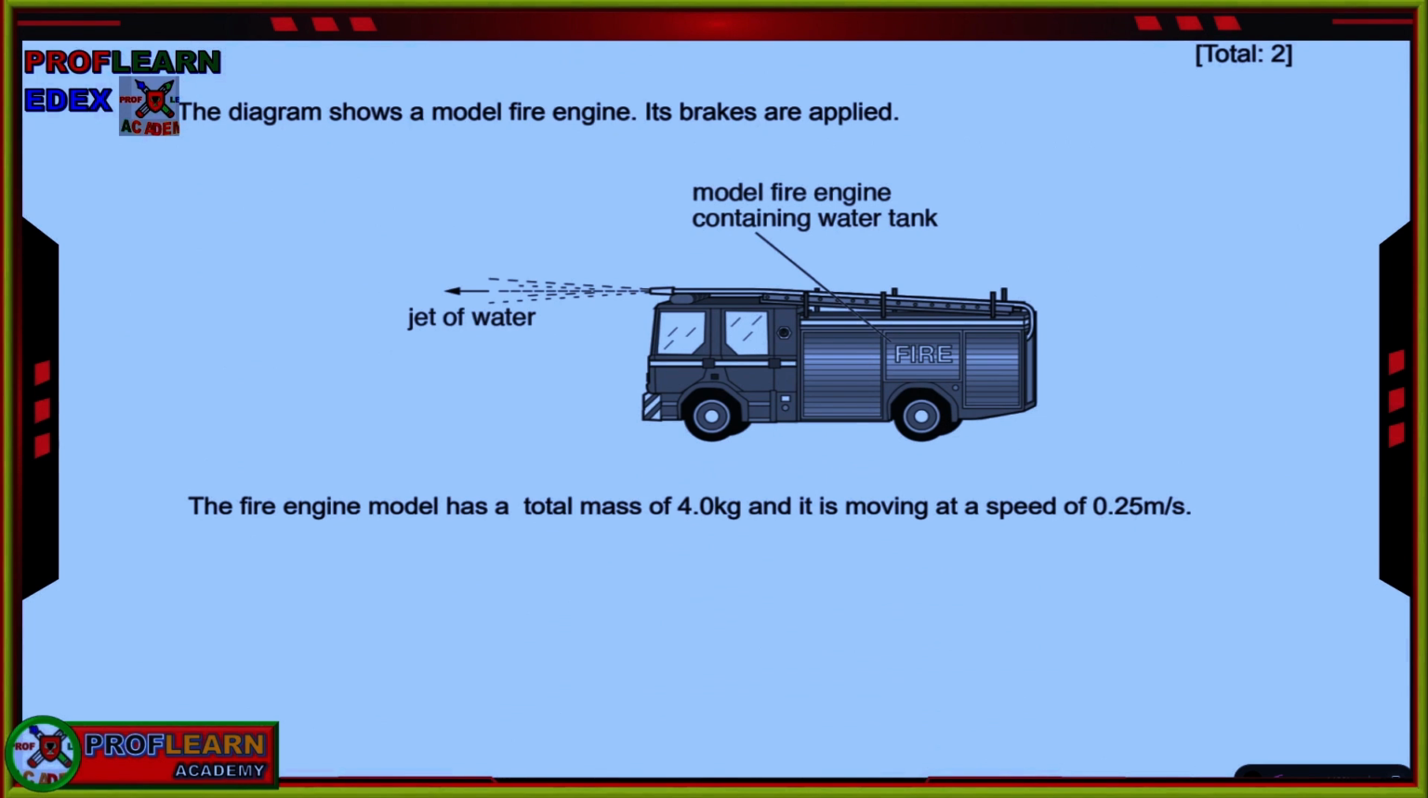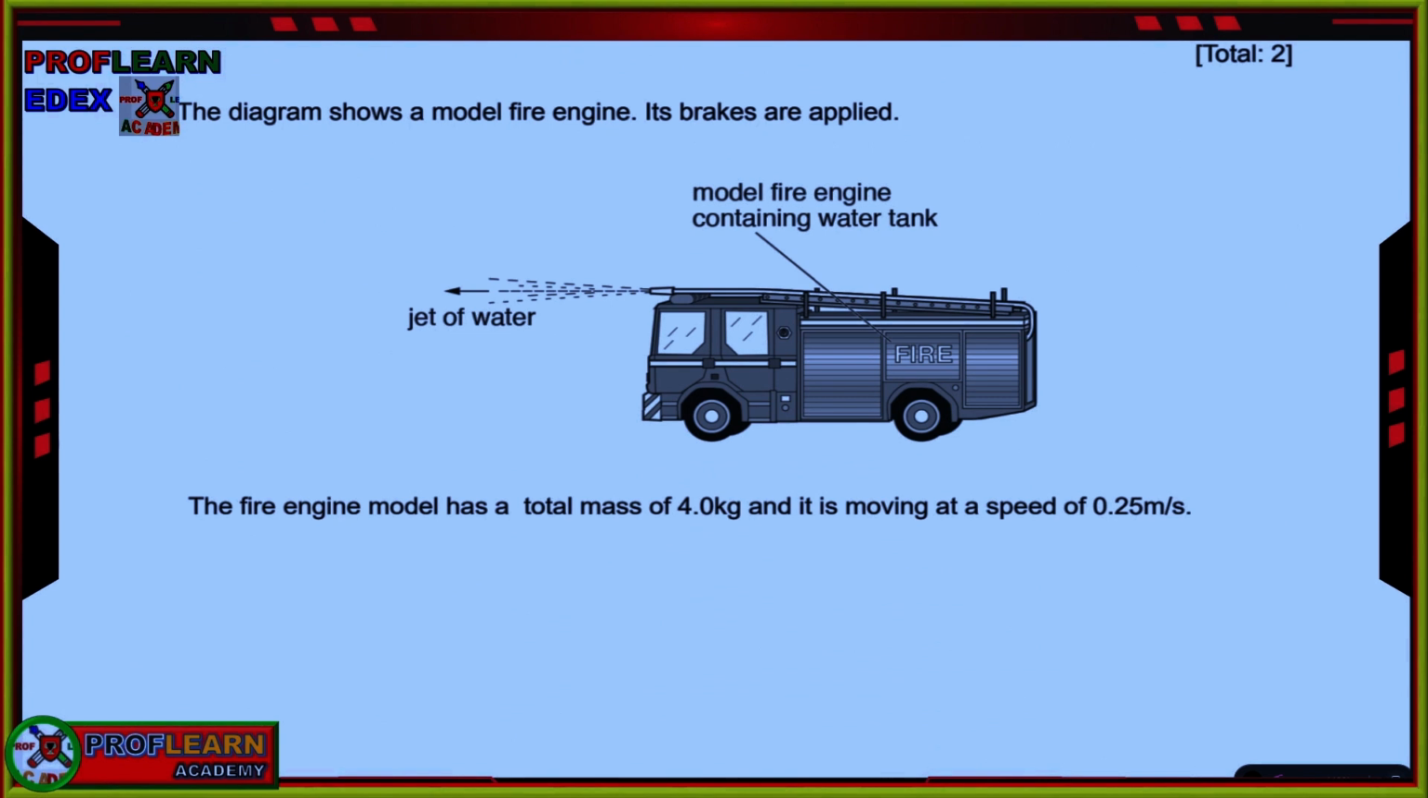The diagram shows a model of a fire engine. Its brakes are applied. Yes, its brakes are applied, and the fire engine model has a total mass of 4 kg and it's moving at a speed of 0.25 meters per second.